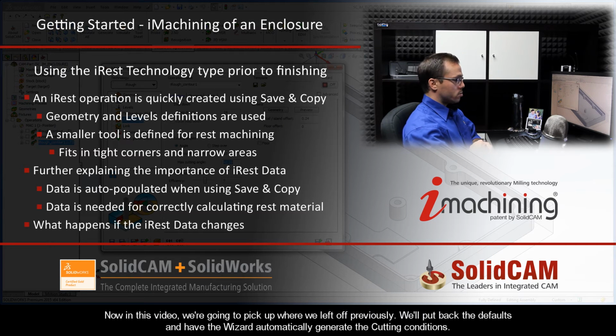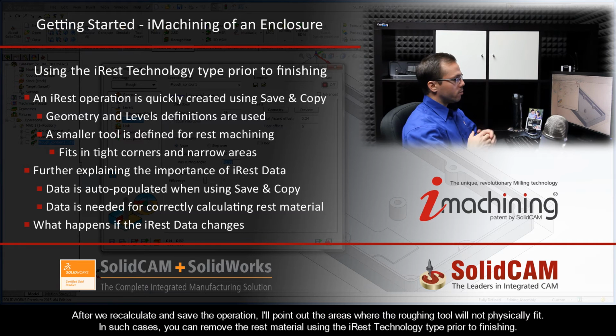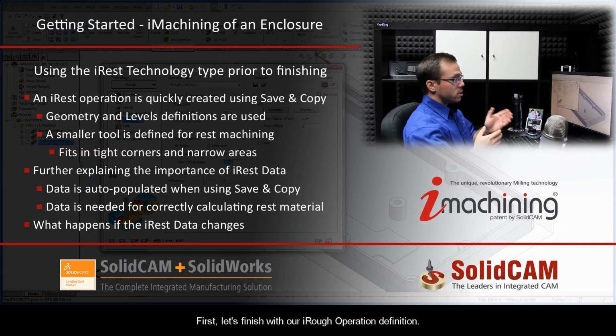We'll put back the defaults and have the wizard automatically generate the cutting conditions. After we recalculate and save the operation, I'll point out the areas where the roughing tool just will not physically fit. And in such cases, you can remove the rest material using the iRest technology type prior to finishing. So first, let's finish with our iRough operation definition.